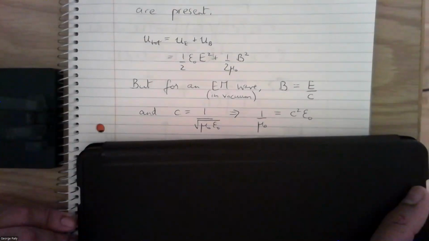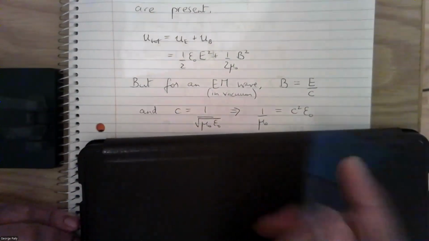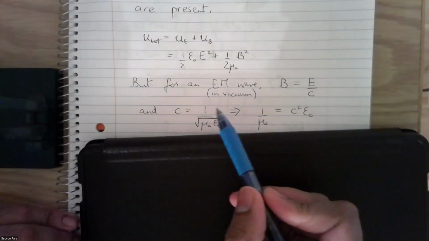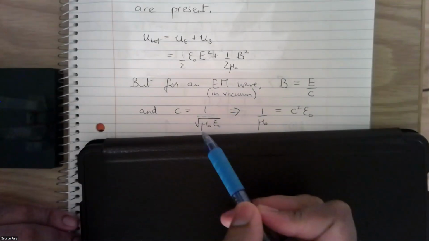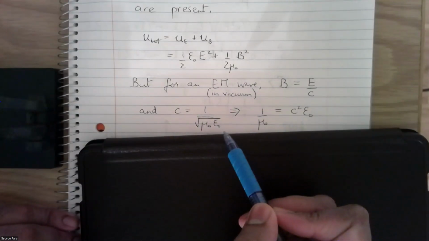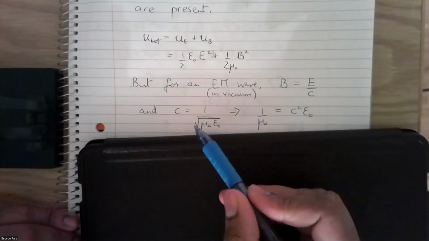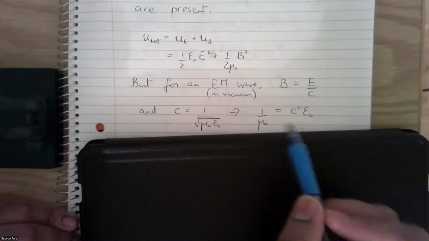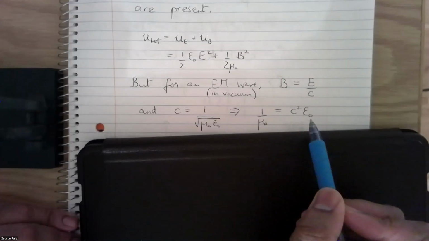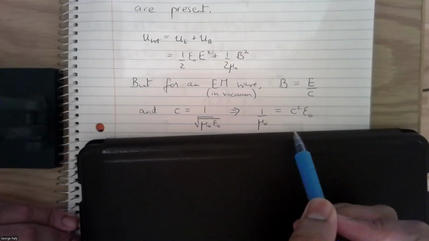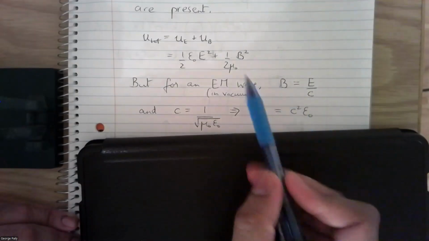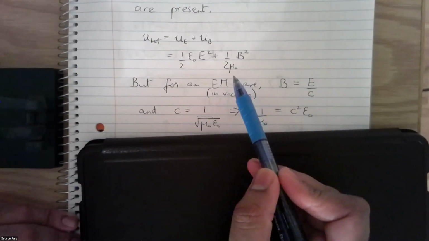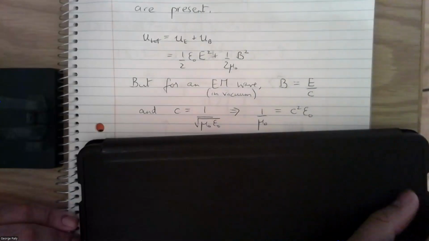The other relation that we have is an expression for the speed of light in vacuum, which is c equals 1 over the square root of mu naught epsilon naught. Squaring both sides and moving things around, we get 1 over mu naught is equal to c squared times epsilon naught. So we can use both these relations to convert this second term into something similar to the first term.